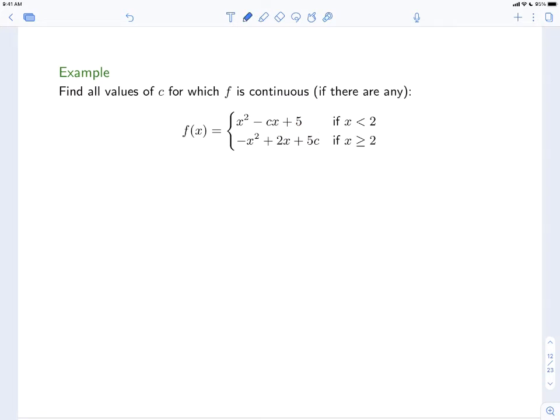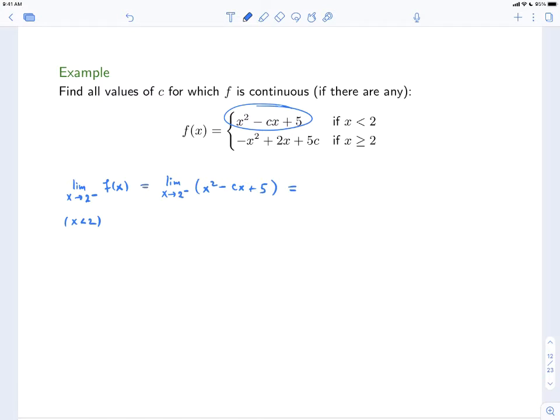How can we actually find a value for c where these two things meet up, where the value on the left is actually equal to the value coming from the right? Well, we just compute the limits. So we start with the limit as x approaches 2 from the left. Now, if x is approaching 2 from the left, it's 2 minus something, so that means that x is less than 2. So in this case, we're using the top rule. So it's the limit as x approaches 2 from the left of x squared minus cx plus 5.